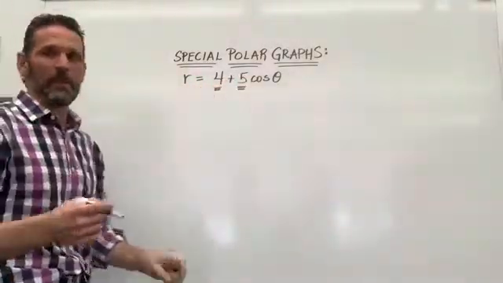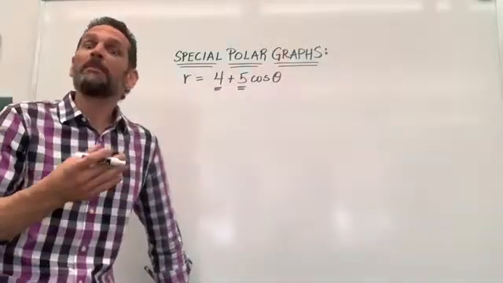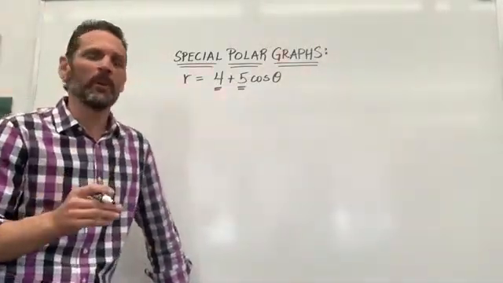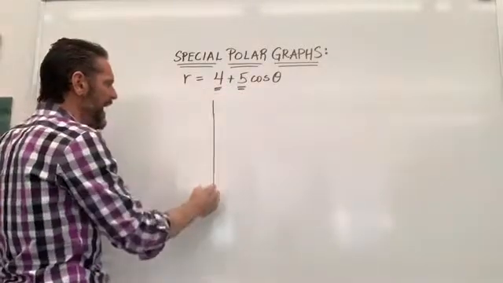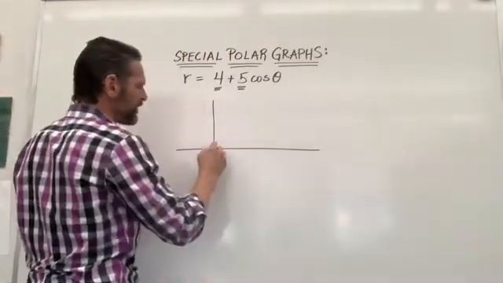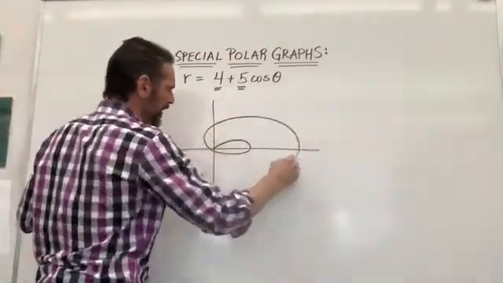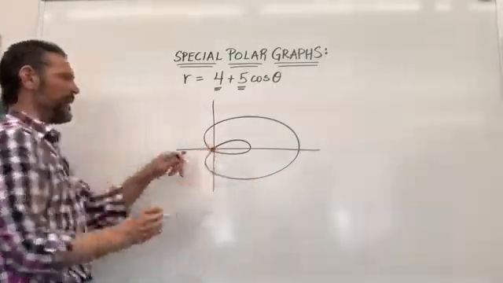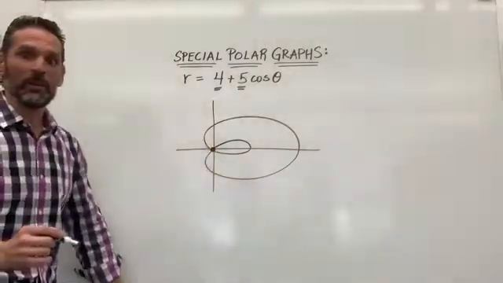a is less than b. Oh, a is less than b? That means that I've got an inner loop. So I'm going to draw any old inner loop. I let those buns hang over, and I've got it going through the pole.